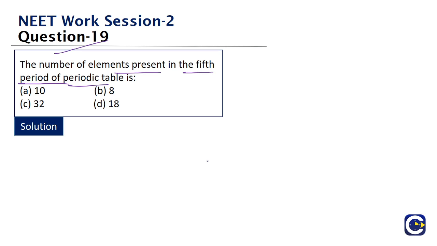So when they just say like this, we are referring to what? The modern periodic table, or the long form of the periodic table. So we'll have to answer questions based on that. So look at it, we have to find the number of elements present in the fifth period. For answering these kinds of questions, like the way we have been doing, we can look at the atomic numbers of the inert gas elements.